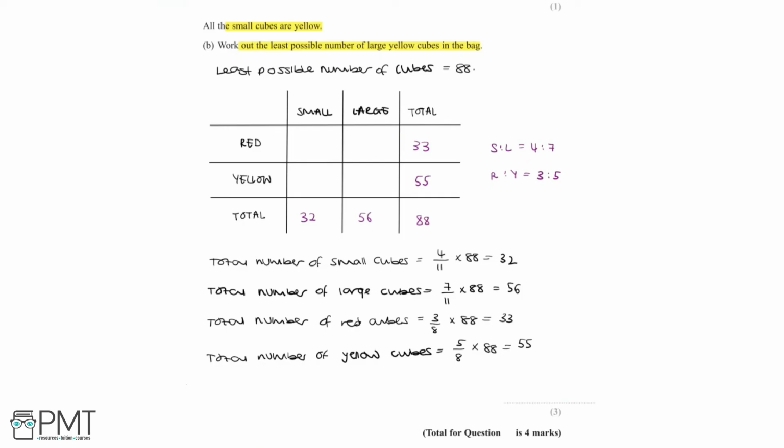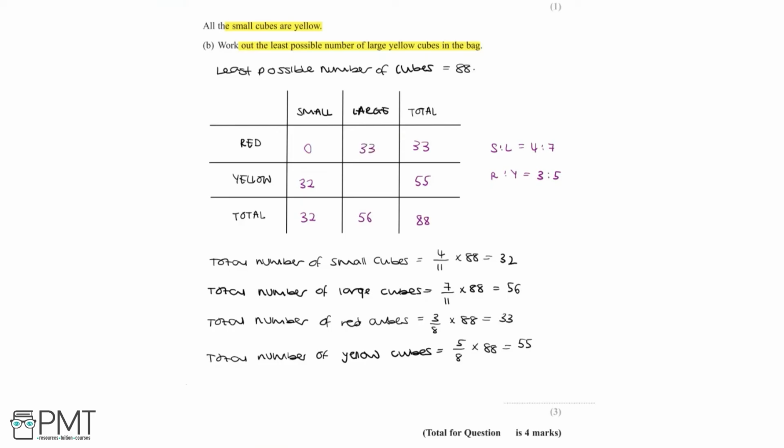Now we're told that all of the small cubes are yellow, which means that we can say out of the small column we have 32 yellow small cubes and 0 red small cubes. Now let's look across the table. We know that the total number of red cubes is equal to 33. There are 0 small red cubes, and so there must be 33 large red cubes in order to make up for the total of 33 red cubes.